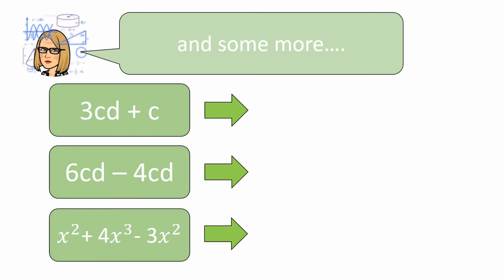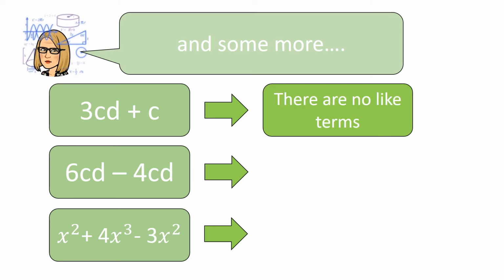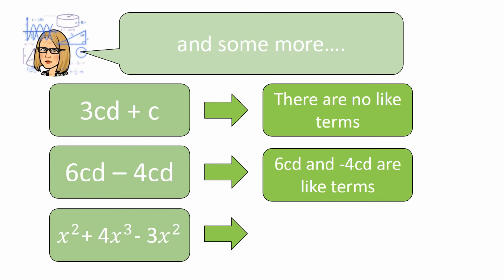Let's look at some more. This first one is 3cd plus c. Well, c is in both of those terms, but in 3cd, the c has also been multiplied by d. So these are not like terms. 6cd subtract 4cd, that's two like terms there. The numbers are different, but the letters are the same. So I've got 6cd and negative 4cd as my like terms.